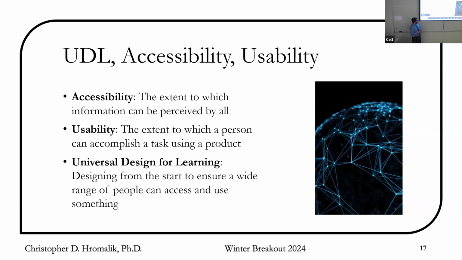Universal design theory, instead, seeks to design from the start to ensure that a wide range of people can access and use something. When we think about universal design and instruction using the universal design framework, the idea is to consider barriers to learning from the start, and then to design to eliminate the barriers.